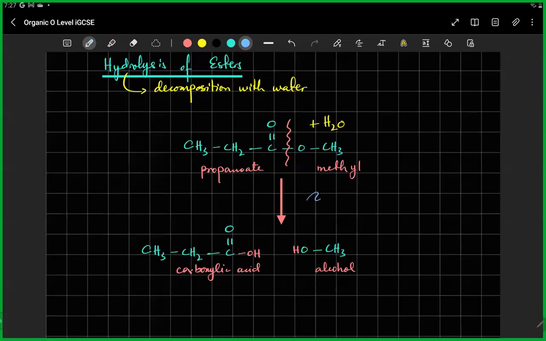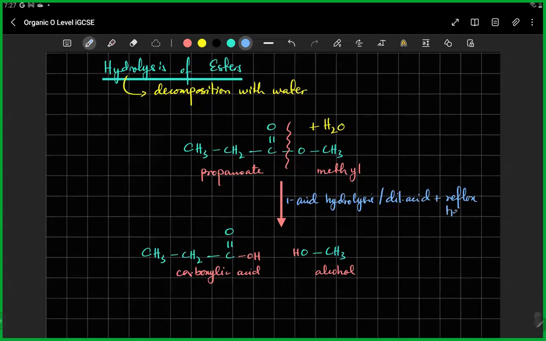It's going to be the two hydrolysis. There's acid hydrolysis, which is कि आपने ना कोई भी dilute acid use करो plus reflux या heat with reflux, ठीक है?